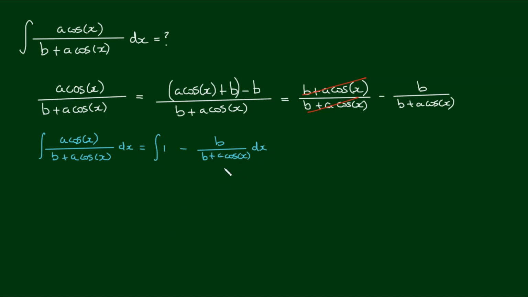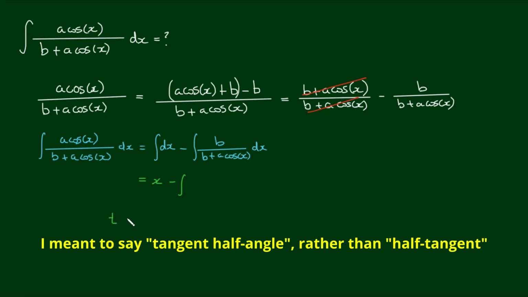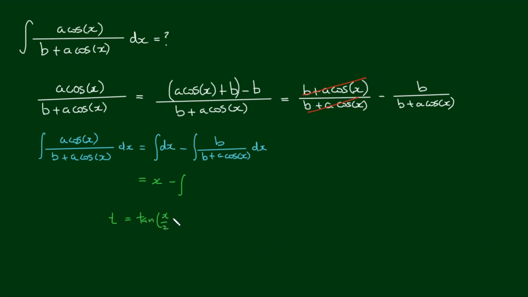So now effectively we've got two integrals. We've got the integral of dx minus the integral of b over b plus a cos x. The first one is easy enough, it just goes to x. The second one is a little bit more tricky. So we have a rational trigonometric function here, and in order to solve it, we are going to use a substitution, but it's going to be a special substitution. We're going to substitute a half tangent. So I'm going to call it t equals the tangent of x on 2.